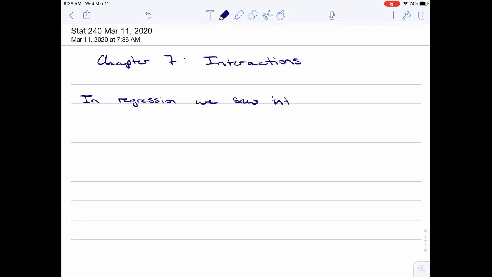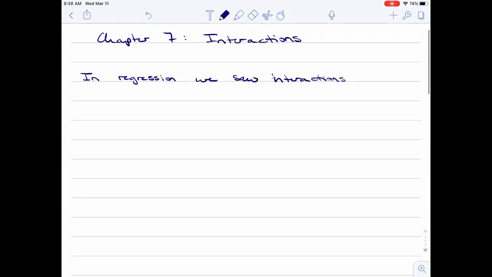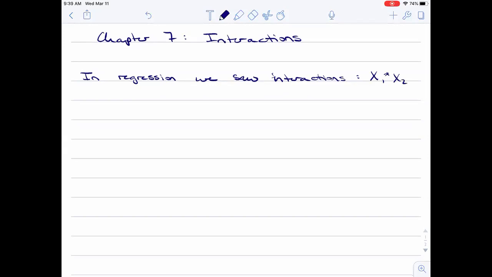Chapter 7 is on interactions. We've seen interactions before. So chapter 7 is on interactions. We've seen interaction terms before in regression, right? When we multiplied two of the predictors, right? So in regression, we saw interactions, things like x1 times x2, or I guess maybe I'll use capital X's. X1 times x2, right? That kind of thing.